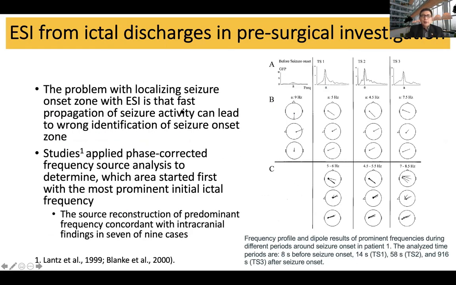Analysis of ictal ESI has been limited to continuous rhythmic activity. The problem with localizing seizure onset with ESI is that the fast propagation of seizure activity can lead to wrong identification of the seizure onset zone. One study applied phase corrected frequency source analysis to determine which areas start first with the most prominent initial ictal frequency. The source reconstruction of the predominant frequency was concordant with the intracranial findings in 7 cases. Frequency profile dipole resolved prominent frequency during different periods, allowing seizure onset localization in different patients.